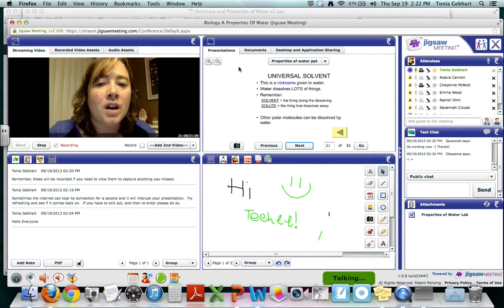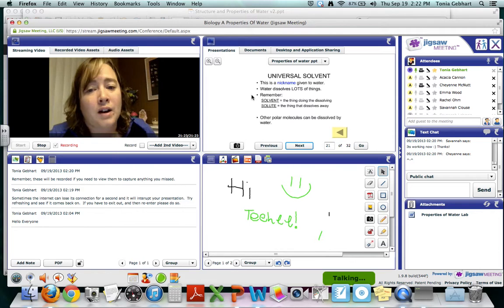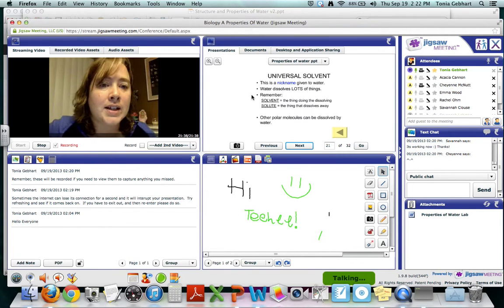Now, again, remember, solvent is what's doing the dissolving, and solute is what you're going to be dissolving in that water. So other polar molecules can be dissolved by water. If it's nonpolar, that means it can't be dissolved, such as, I'm sorry, oil and vinegar. That's a good example. Vinegar is polar, oil is nonpolar. So the two of those substances will not mix, and that has to do again with the positive and negative charge of the overall molecule.